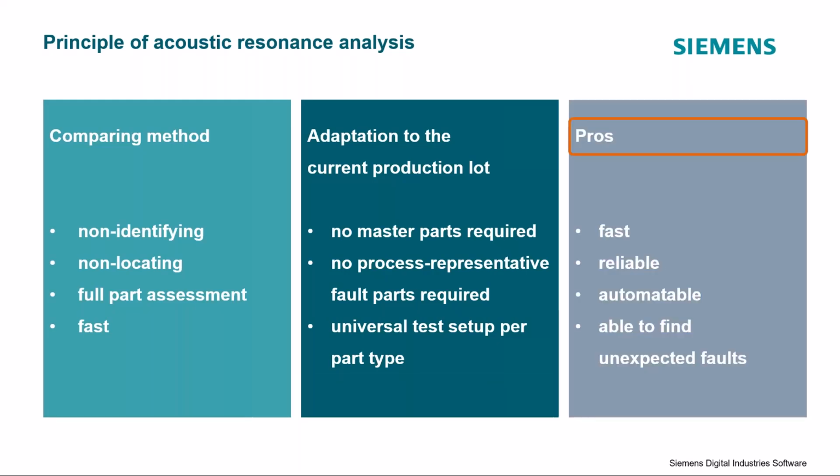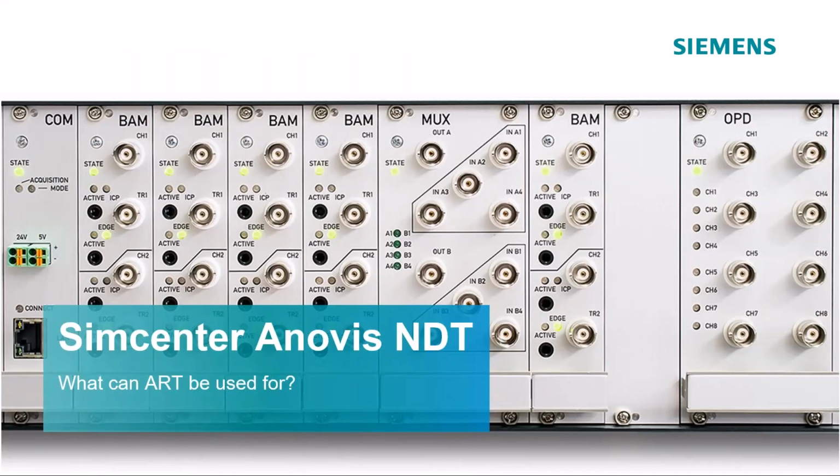Well, what could be the benefit from it? Well, as I mentioned, it's a fast method. How fast? I will tell you. It's reliable, you can automate it, and it's able to find even unexpected faults, things that did not happen before, because, well, these parts will behave other than the rest. And okay, it's non-identifying, non-locating, but at the same time, you are able to find faults that never occurred before. Now to the next chapter.